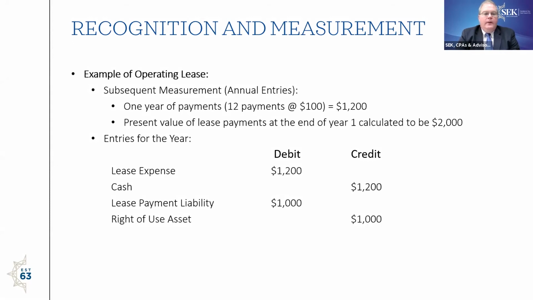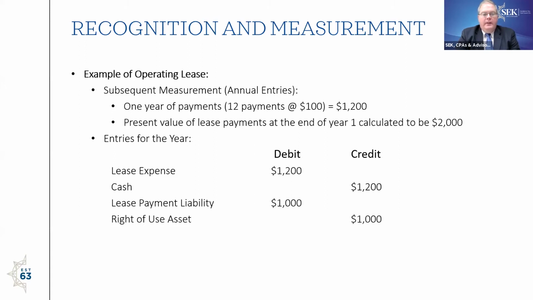You're going to have annual payments of 12 payments of $100, which would be $1,200. And then the present value of the lease payments at the end of year 1 is calculated to be $2,000. So the entry for the first year is you're going to debit lease expense for $1,200 to recognize the lease expense. You're going to credit cash for $1,200 to recognize the payments that are made.